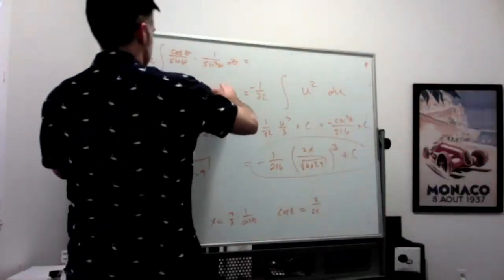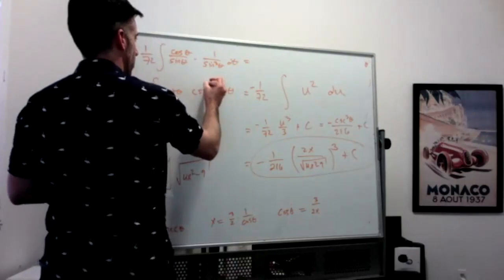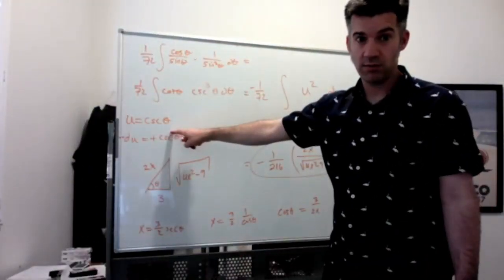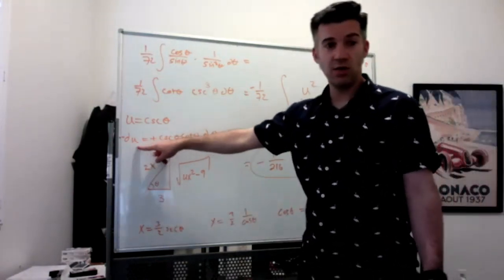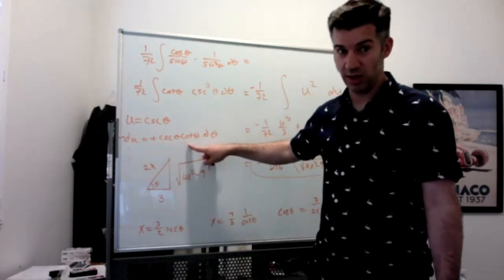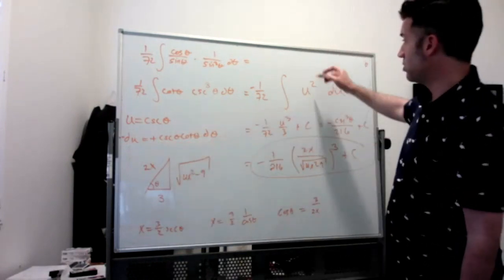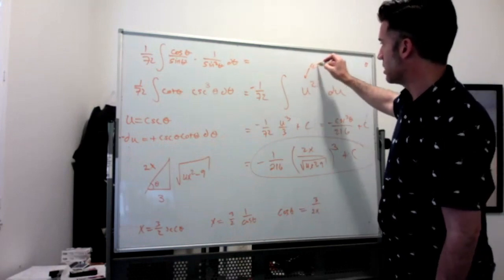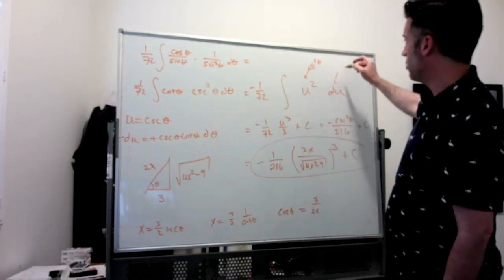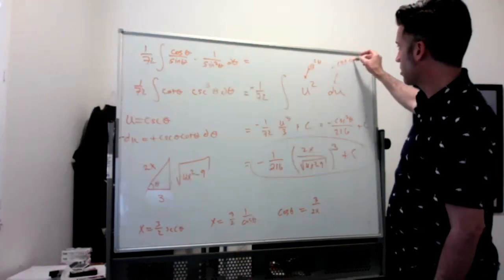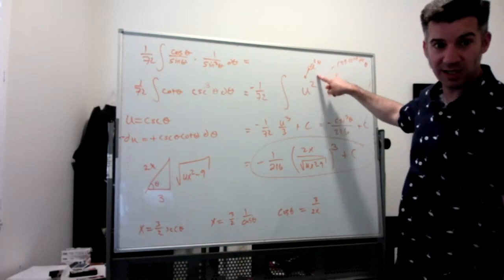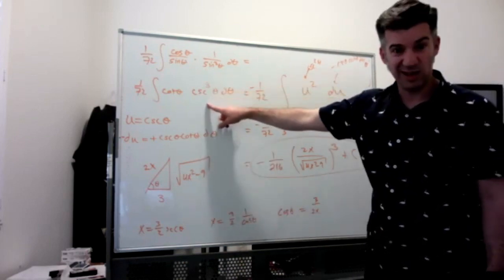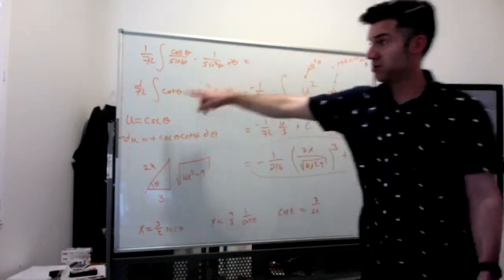So, u squared is cosecant squared. Du is, well, du is negative cosecant theta times cotangent theta. So this u squared is cosecant squared, and this du is negative cosecant theta, cotangent theta, d theta. When I multiply those together, I get cosecant squared times cosecant, which is cosecant cubed, and cotangent.